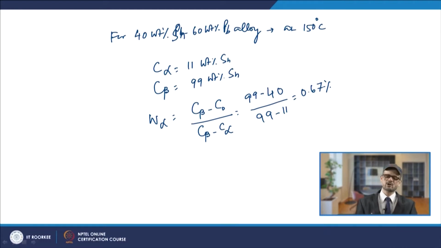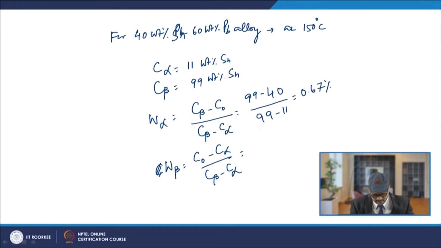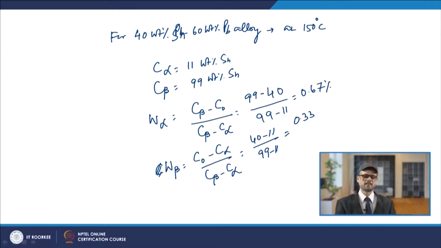Similarly, if you talk about C alpha, that is your W alpha, and when you talk about the amount of beta formed, it will be C naught minus C alpha divided by C beta minus C alpha. Again you will find it as 40 minus 11 divided by 99 minus 11. So it is coming as 0.33. What you see is that W alpha plus W beta has to be 1. So, once you get W alpha as 0.67, W beta will be 0.33.